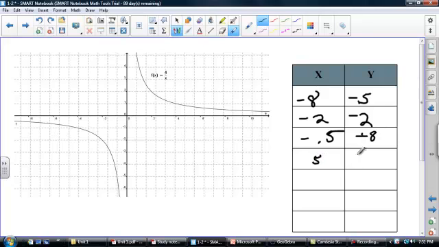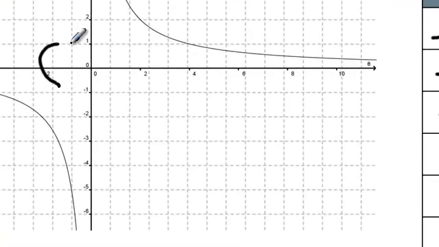And then 0.5 puts me at 8. 2 puts me at 2. And 8 puts me at 0.5. So when I'm looking at these, what you're going to notice is that graphically I could take this and rotate it around the origin, and I would end up with the same exact thing that I started with.